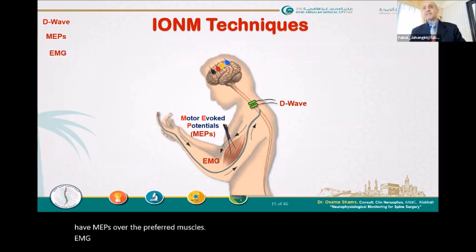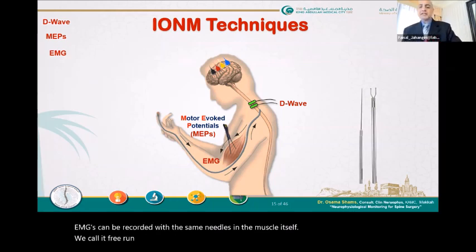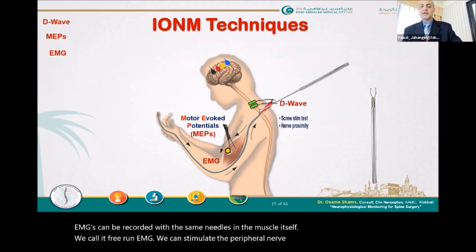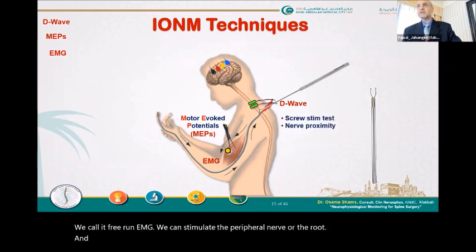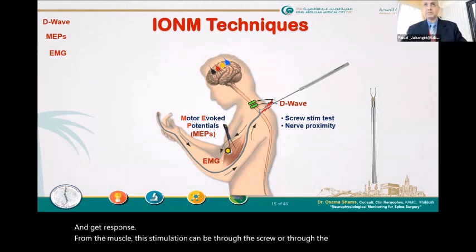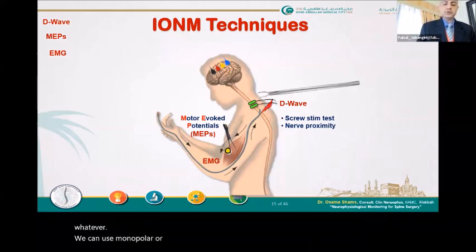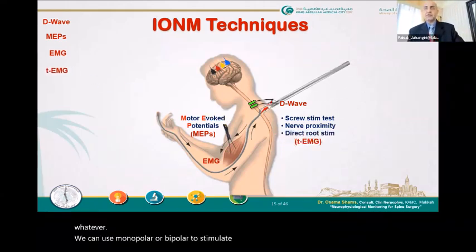EMG can be recorded with the same needles in the muscle itself. We call it free run EMG. We can stimulate the peripheral nerve or the root and get response from the muscle. This stimulation can be through the screw or through the hole or through whatever. We can use monopolar or bipolar to stimulate the nerve itself to come out with what we call triggered EMG.